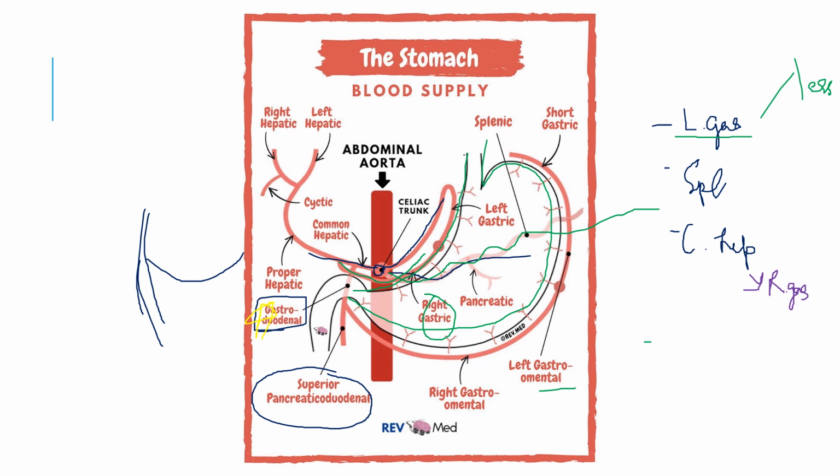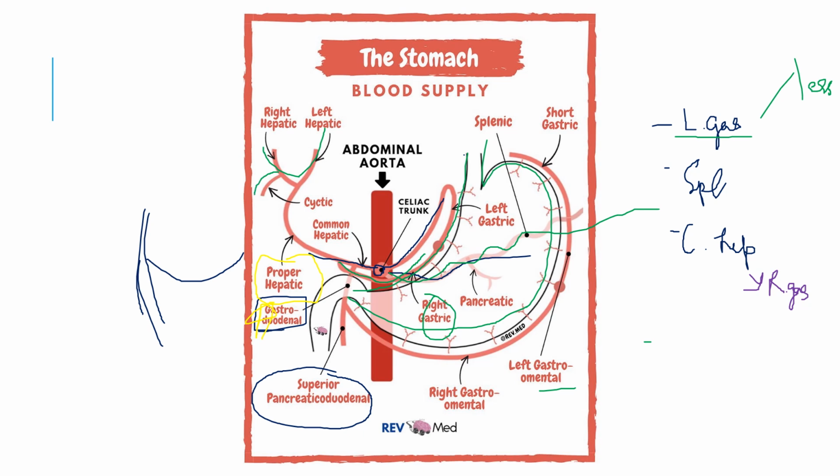Now we have the common hepatic, which has already given the right gastric artery and the gastroduodenal artery. After it gives these two branches, it's called the proper hepatic artery. The proper hepatic artery divides into the right and left hepatic arteries. The right hepatic artery gives another branch, the cystic artery.